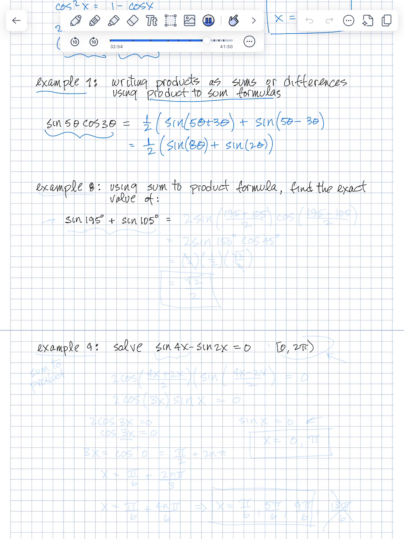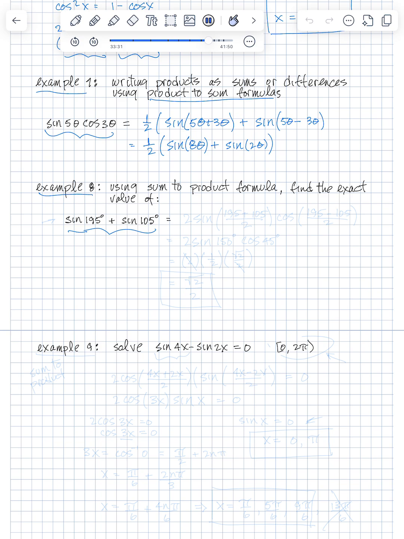Well, let's look at example 8. Now we're going to use the sum to product formula. So here we have a sum, and we want to write that as a product. And we want the exact value, which means you can find these on a unit circle. If not, you can use your calculators to get an exact value. So anyway, let's go back to this.